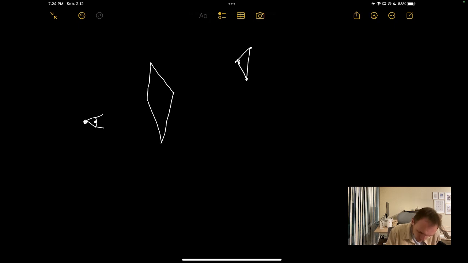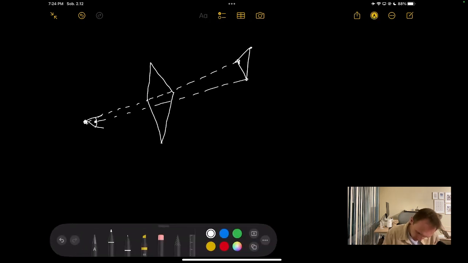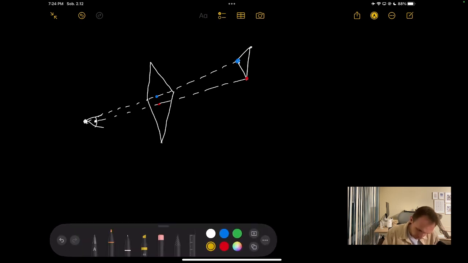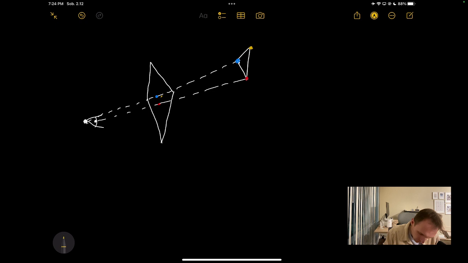And then we make a line that connects the center of the eye with a corner of the triangle, and then another one, and maybe let's use colors. So this is the blue point, and here's where the blue point is on the picture, and then here's the red point, and here's the red point of the triangle on the image, right? And then we would have the yellow, and yellow would be somewhere here, right?